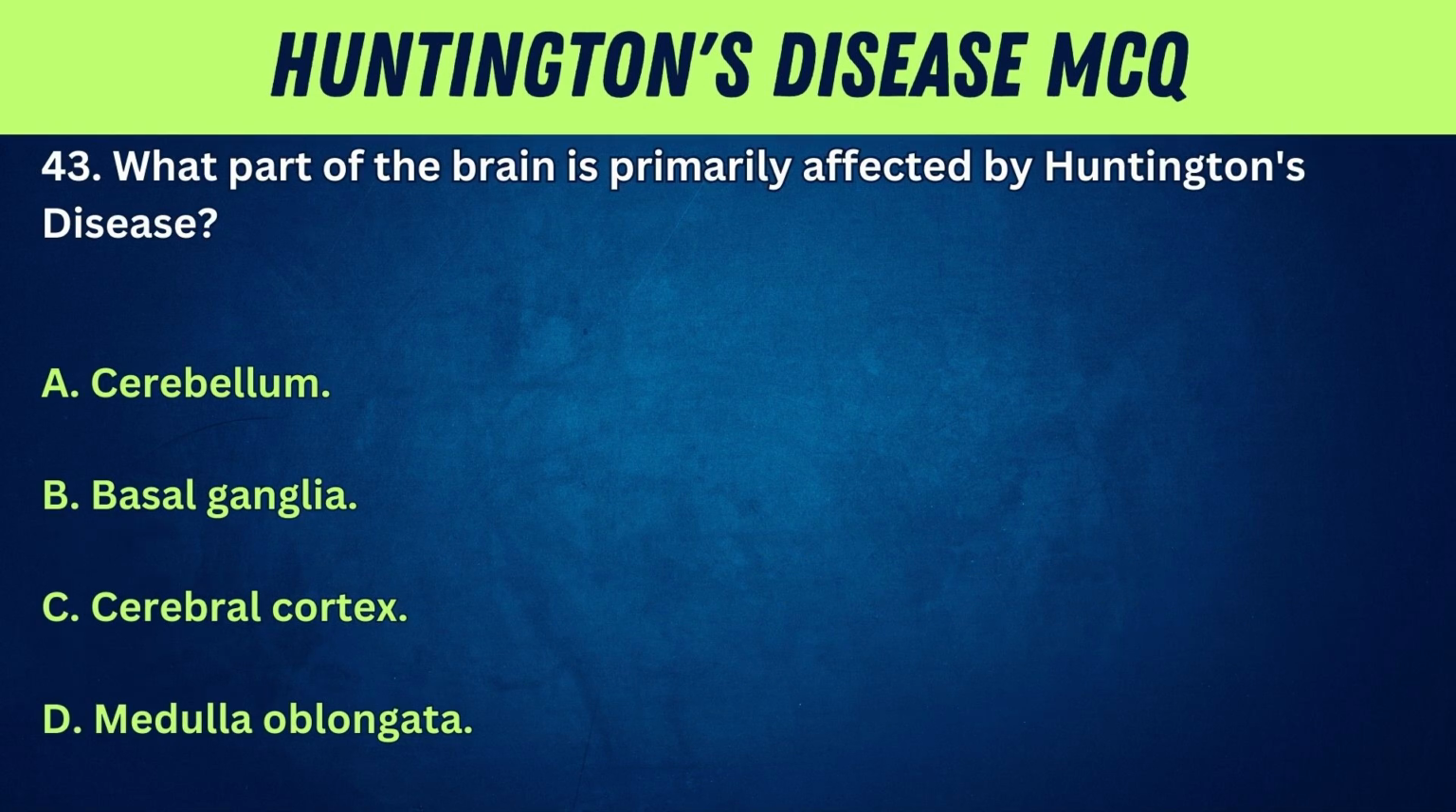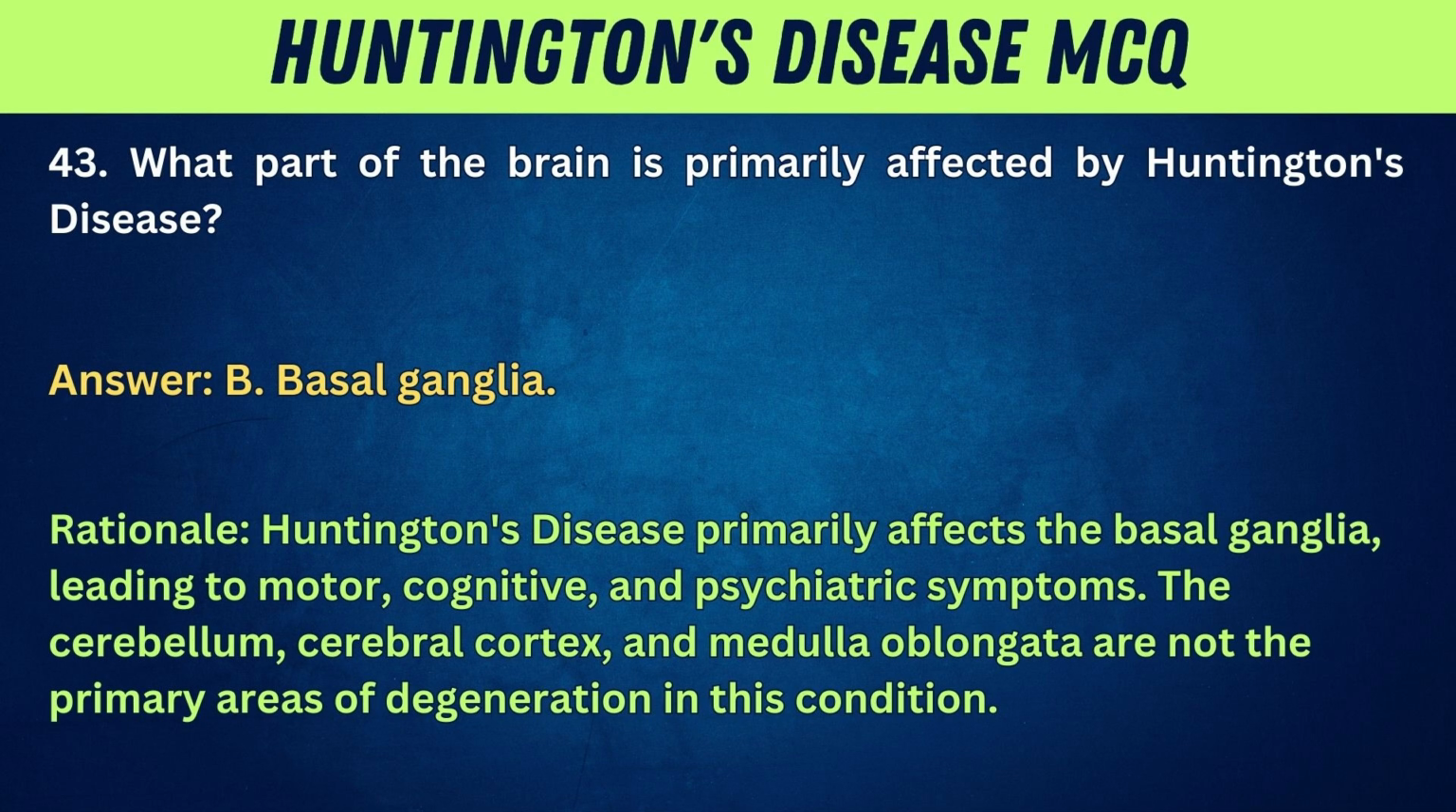43. What part of the brain is primarily affected by Huntington's disease? A. Cerebellum. B. Basal ganglia. C. Cerebral cortex. D. Medulla oblongata. Answer: B. Basal ganglia. Rationale: Huntington's disease primarily affects the basal ganglia, leading to motor, cognitive, and psychiatric symptoms. The cerebellum, cerebral cortex, and medulla oblongata are not the primary areas of degeneration in this condition.